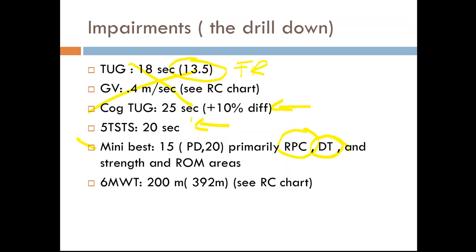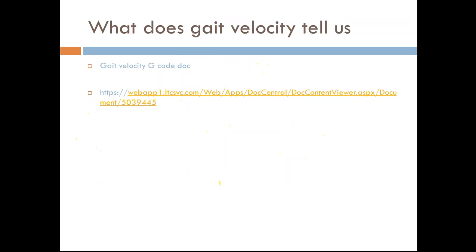But I'm just kind of showing you that you can pick and choose how you want. And then I did a 6-minute walk on her, and she went 200 meters. The norm for her would be 392. And so now you see I did tests. I got numbers. I can actually standardize where she is. And now I know where I want to go with my treatment and where I'm going to want to focus on my assessments really close.